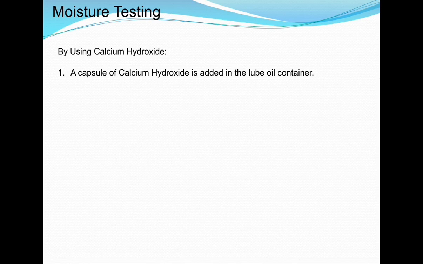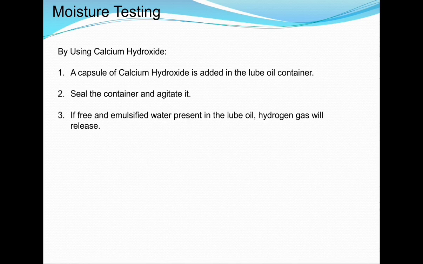The moisture present in the oil may be in the form of free moisture, emulsified moisture, or dissolved. How to eliminate that moisture is a different thing. We definitely use the LBDS machine to remove moisture from the equipment. But in this method, using calcium hydroxide, we just put one capsule in the oil container and agitate it thoroughly, and if free and emulsified water is present in the lube oil, then hydrogen will be released.